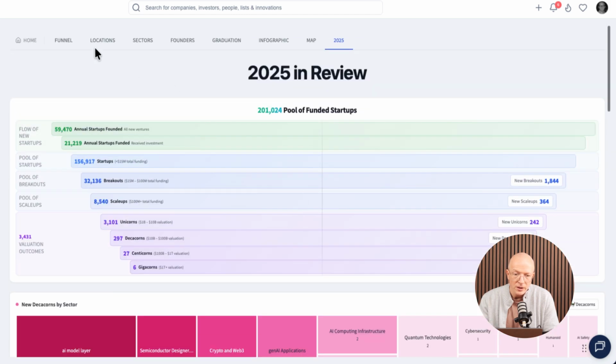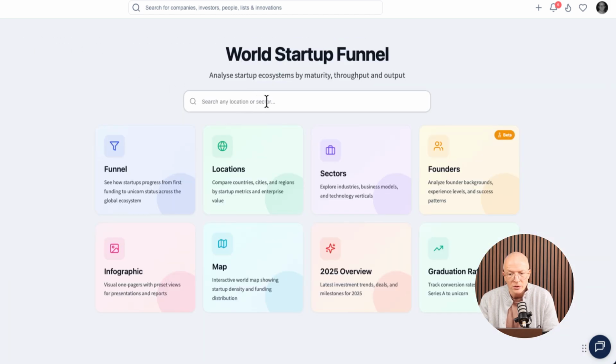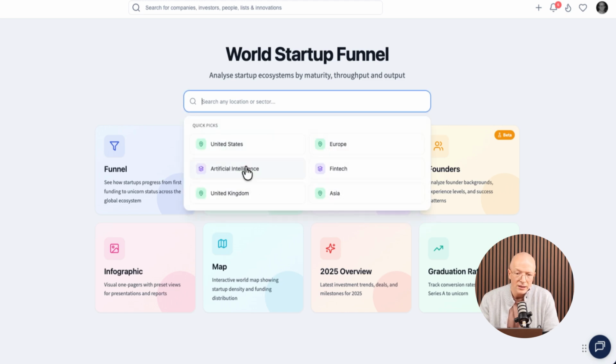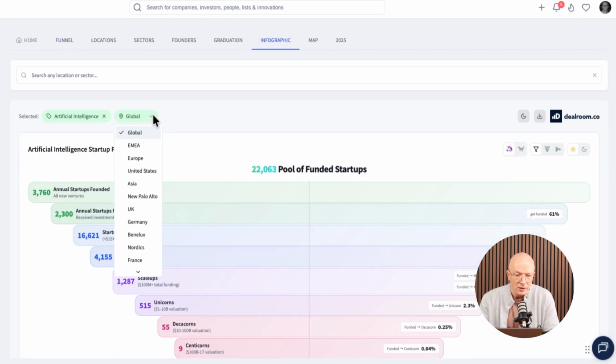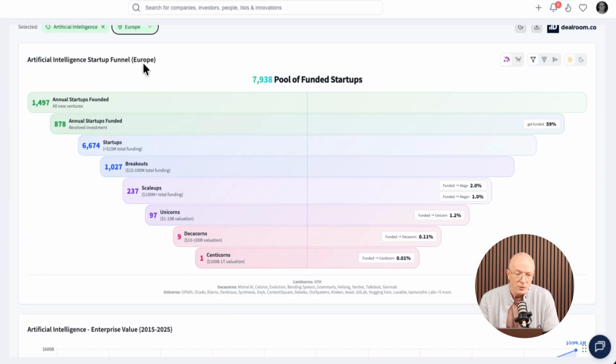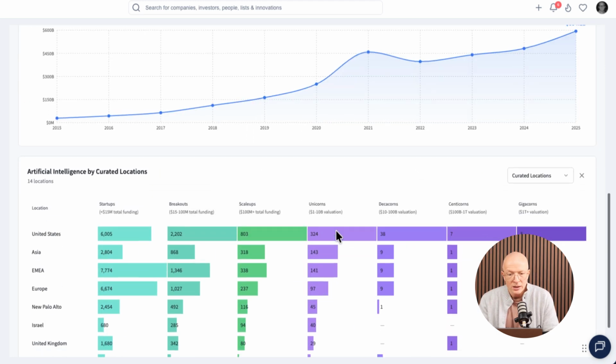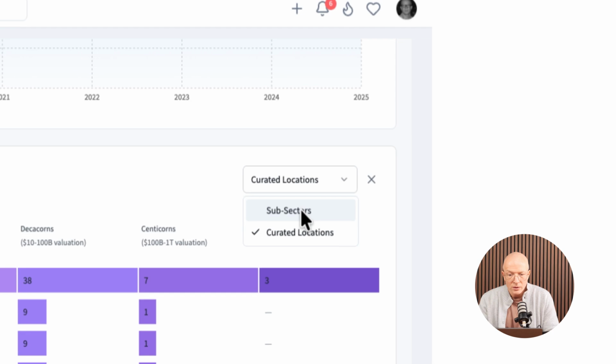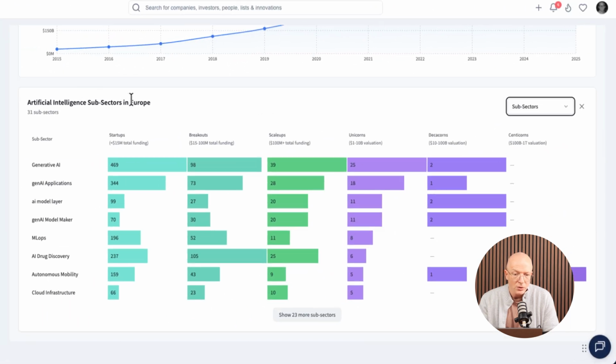So there's a lot here. I would recommend to start exploring just by any location or sector that you know. Artificial intelligence, for example, and say I want Europe. So this is the European AI ecosystem where we can see 1,500 startups founded per year and about 800 getting funded. And again, here you can see, for example, what that looks like in Europe by subsector within AI. So you have generative AI, ML ops, AI drug discovery, 6 unicorns, etc.